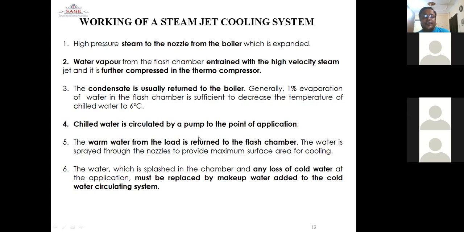चिल्ड वाटर को सर्कुलेट किया था पंप के द्वारा, और जो वार्म वाटर है फ्रॉम द लोड इज रिटर्न टू द फ्लैश चैम्बर. The water which is placed in the chamber and any loss of cold water which is supplying from the cooling tower sides.